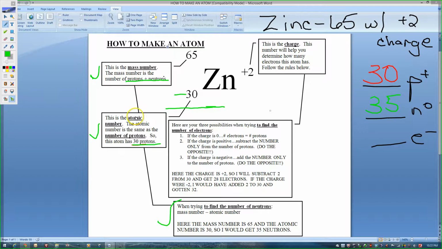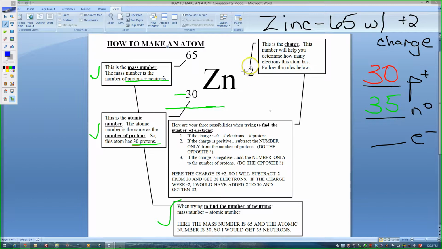So mass number minus atomic number gives you the number of neutrons. The final thing is a charge and electrons. That's why this all explains what's going on here. And what I'll do to just give you the shortest version of this, I always tell students to do the opposite. This is the charge. This tells you the overall charge of the atom.